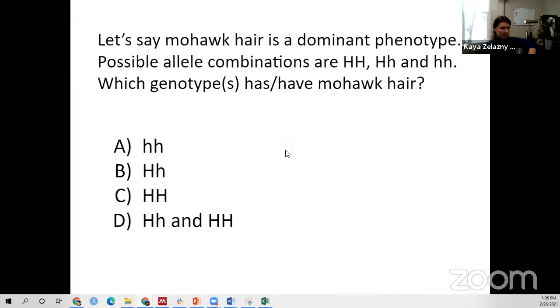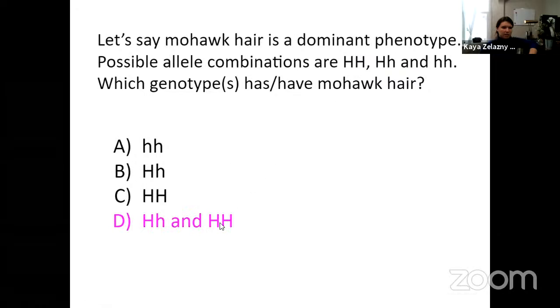Okay, looking good. Okay, so we're looking at this trait, mohawk hair. It's a dominant phenotype, which means it's encoded by a dominant allele. So if that allele is present, it will be expressed. So if we're thinking about what genotypes have mohawk hair, anytime we see a capital H, which we see in both of these, right? So both the heterozygous individual and the homozygous dominant individual would express this dominant trait for mohawk hair.